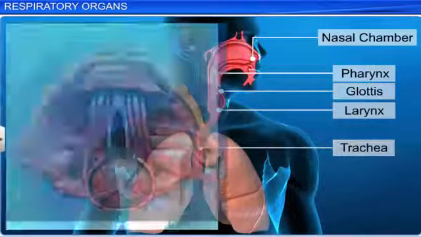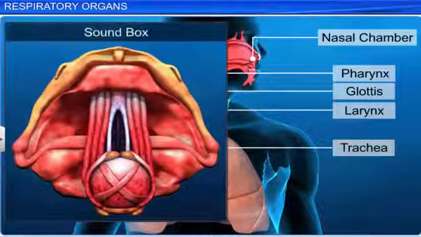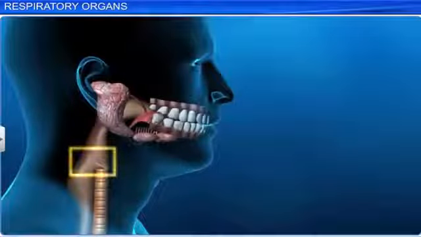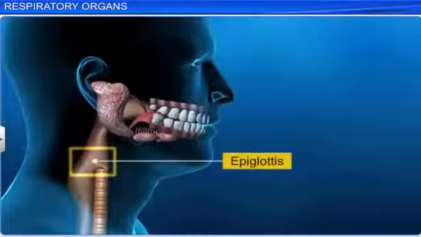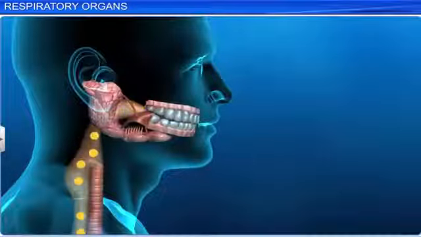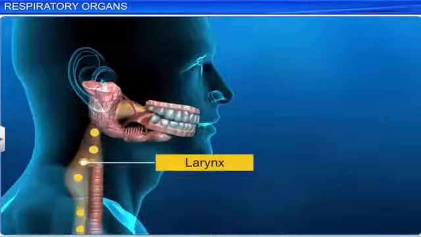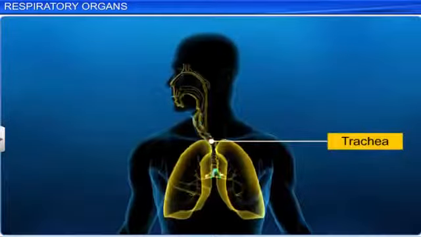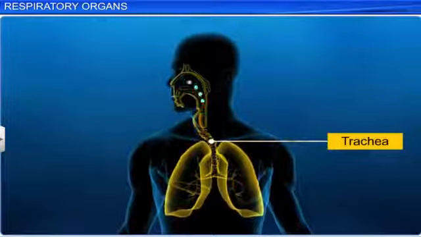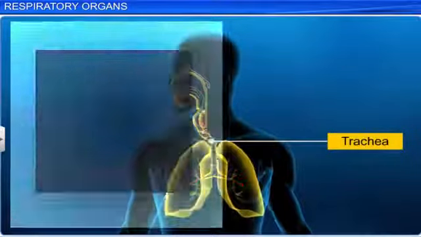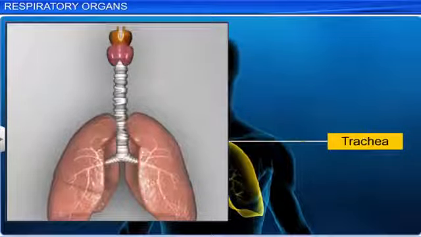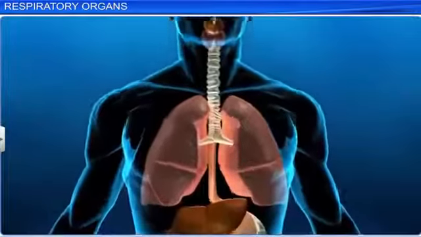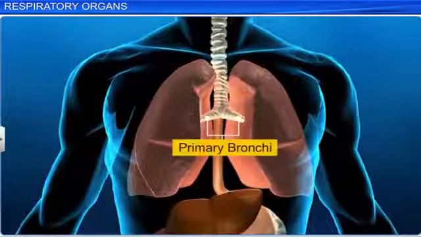The larynx is a cartilaginous box, also called the sound box, because it helps in sound production. The glottis is covered by a thin, elastic cartilaginous flap called the epiglottis that prevents the entry of food into the larynx. The trachea is a tubular passage that allows air into the lungs. It is made up of C-shaped cartilaginous rings and is divided into two branches called primary bronchi.